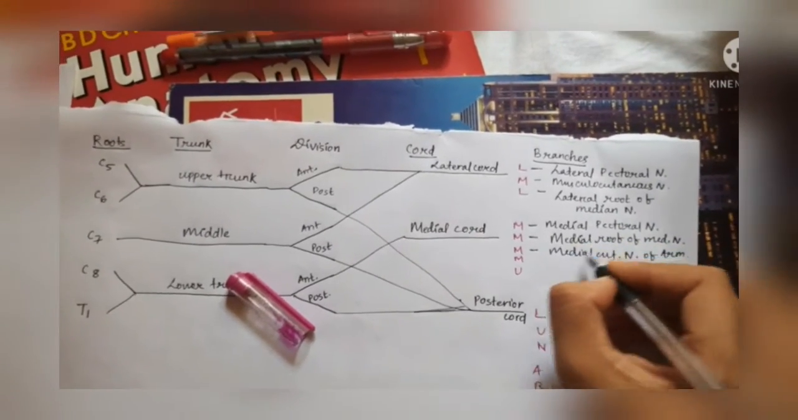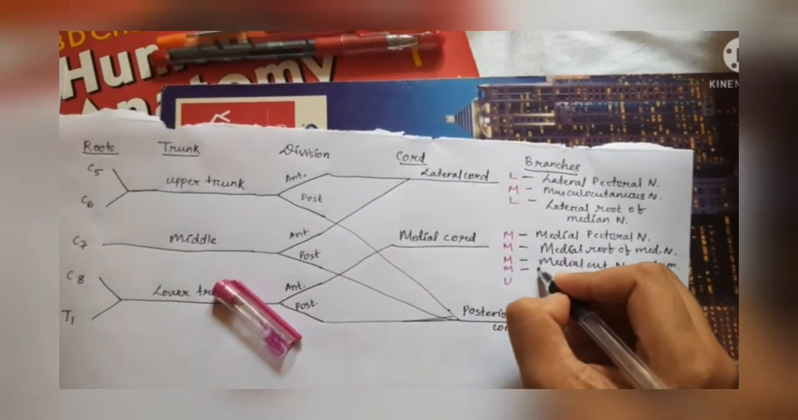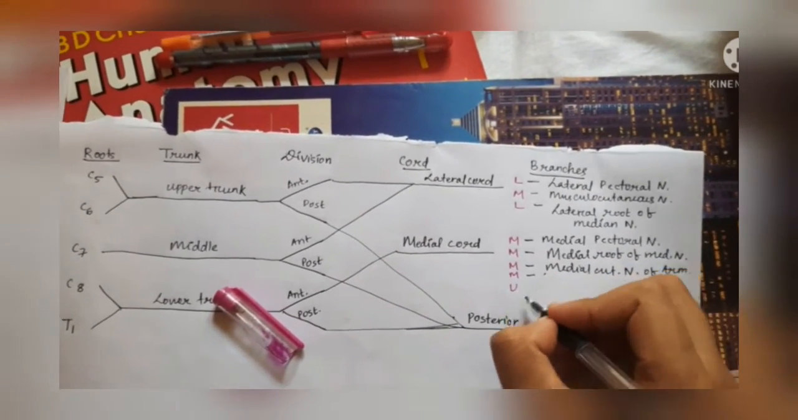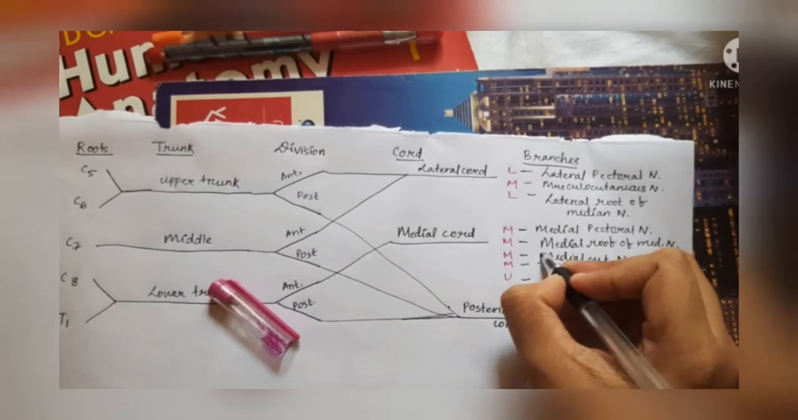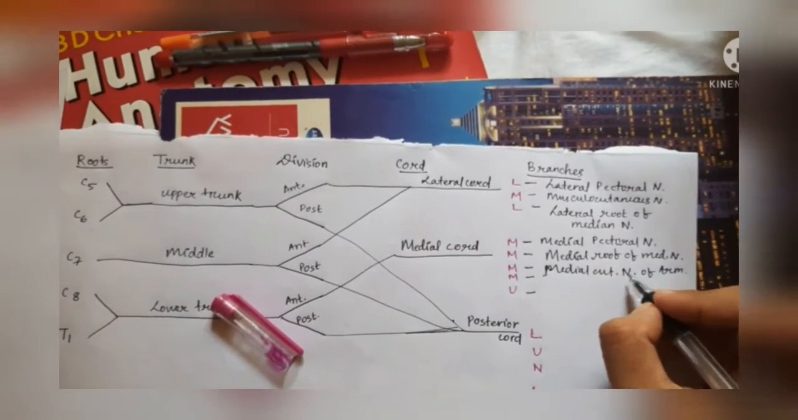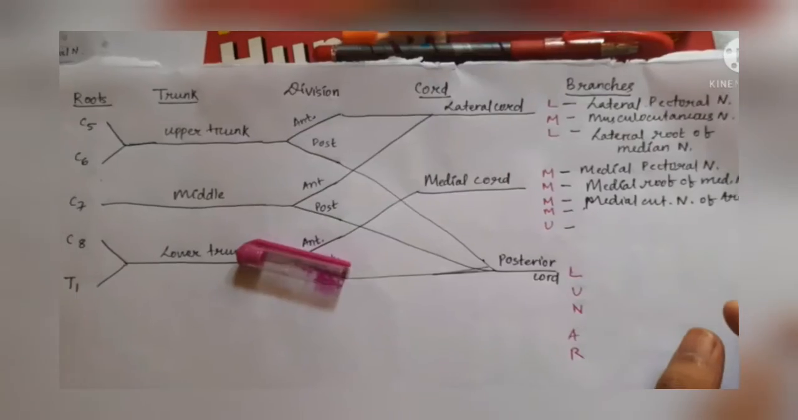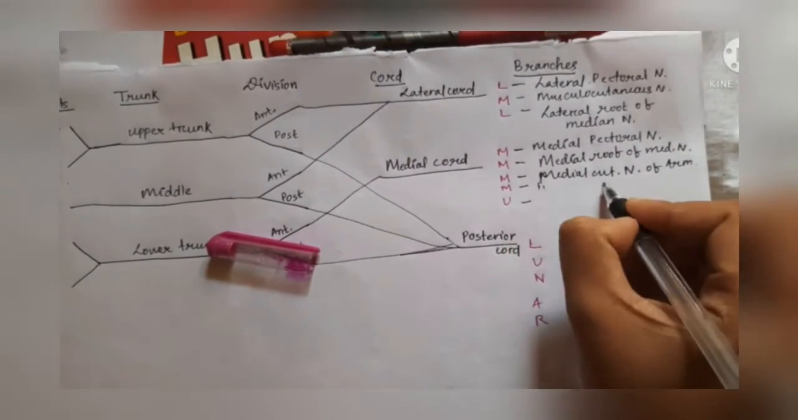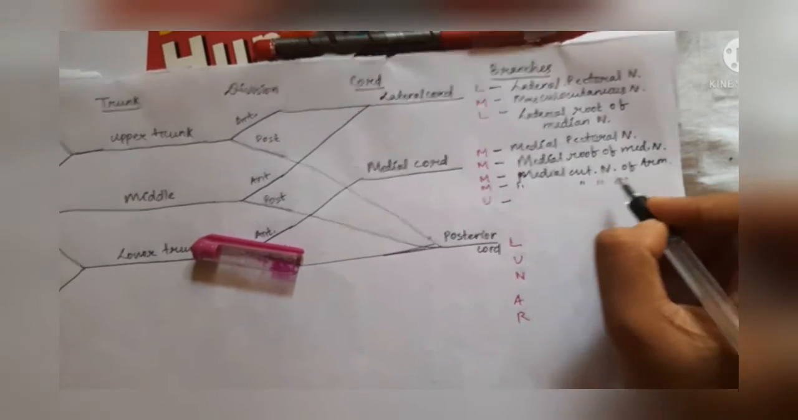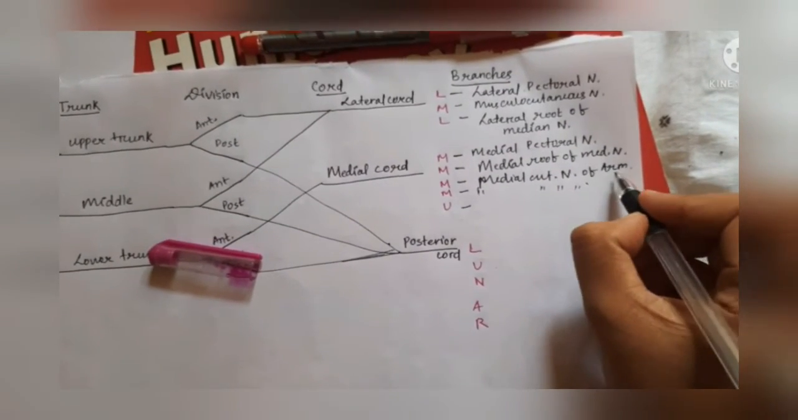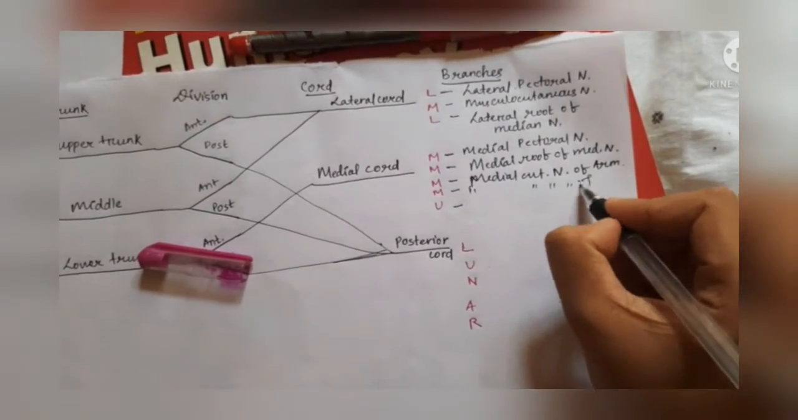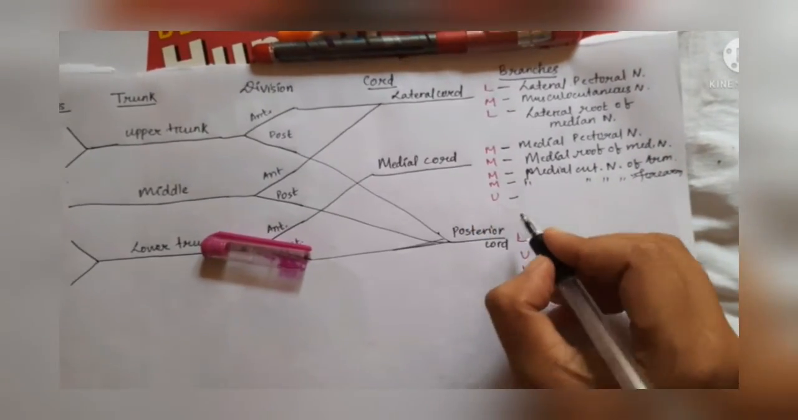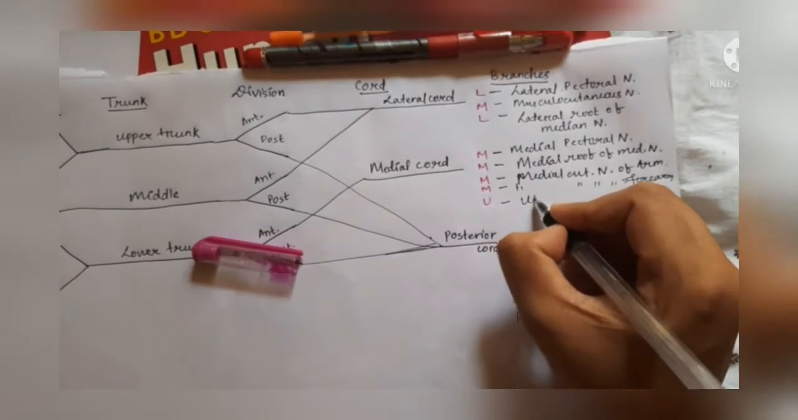These are all medial. Medial cutaneous nerve of arm. Then this one is the medial cutaneous nerve of forearm, the previous one was arm. Then U stands for ulnar nerve.